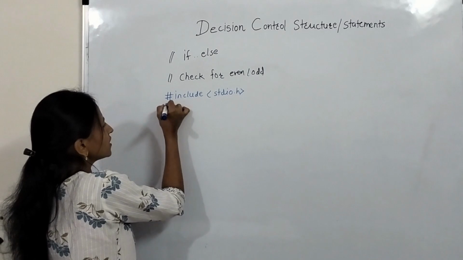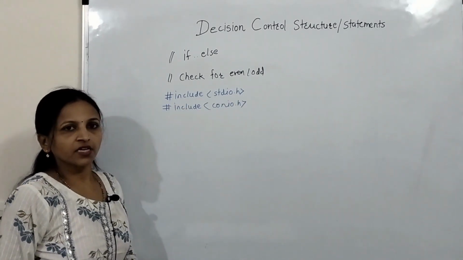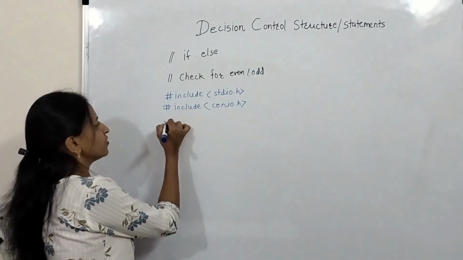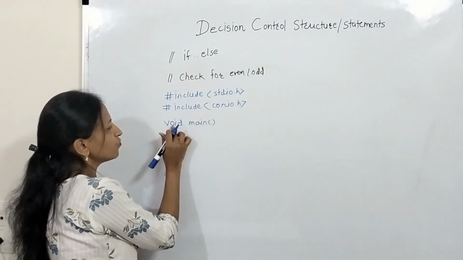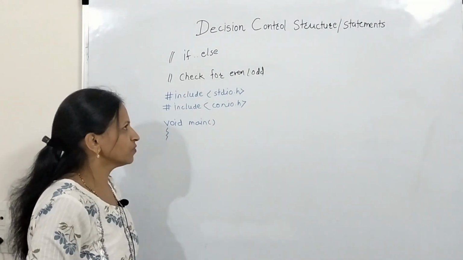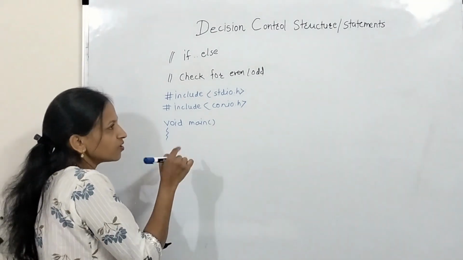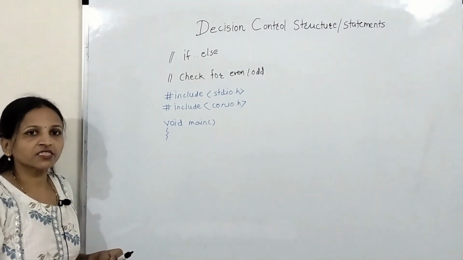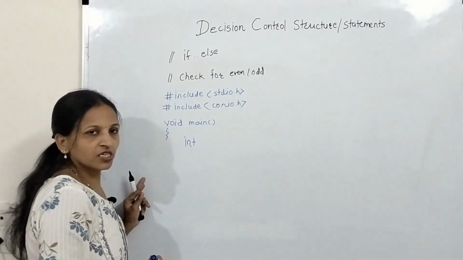Again, if you are using Turbo C, then just include conio.h also. Now the next point is the main function. Void main. Here we can write void or we can write int. If we are writing int, then return 0 should be the last statement. Now see, in main, the first point is that we are going to accept a number from the user. That's why we will declare a variable of integer type.